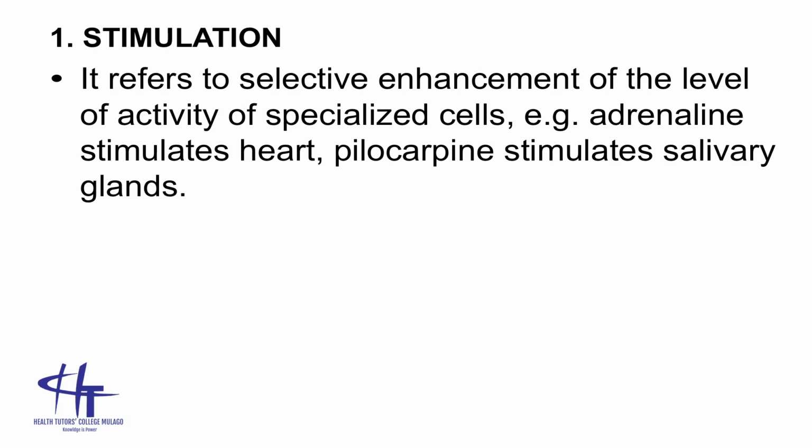For example, adrenaline stimulates the heart to pump faster, because adrenaline has receptors within the heart, which we refer to as the beta-1 receptors. So once adrenaline acts on the heart, it will make it pump faster, so that we have a higher cardiac output, but also a higher heart rate.